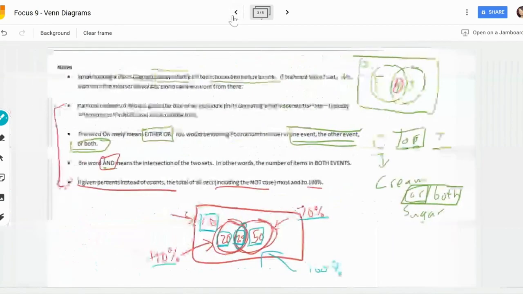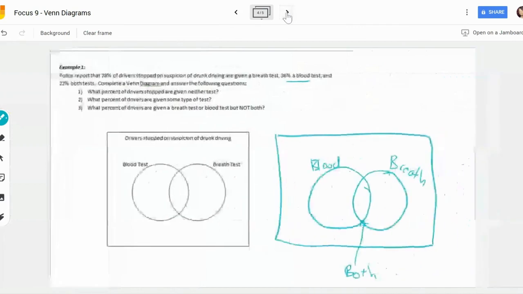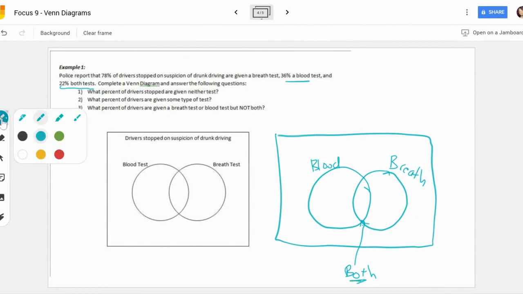Remember, one of the most important things in this slide, I said, always start with the intersection between sets. So we should be starting with the intersection of the sets. And the intersection is both tests. So if you're given both tests, we know what region that is. It's the both. It's the middle. So this is 22%.